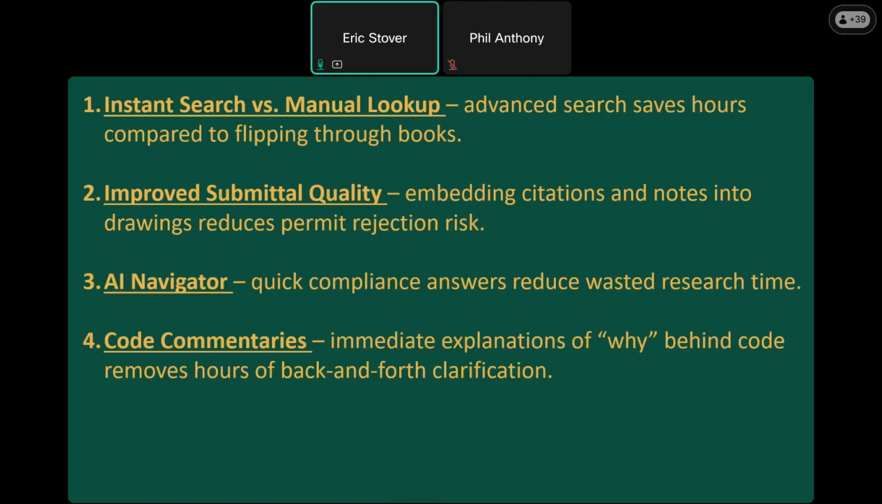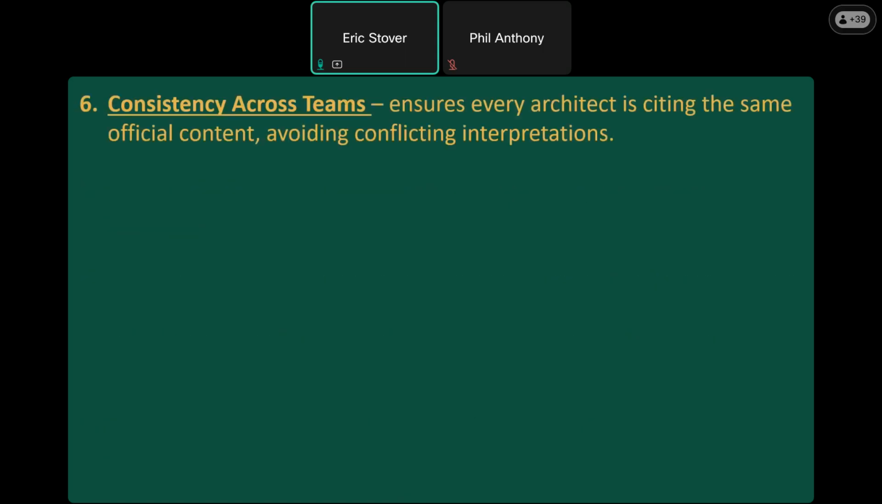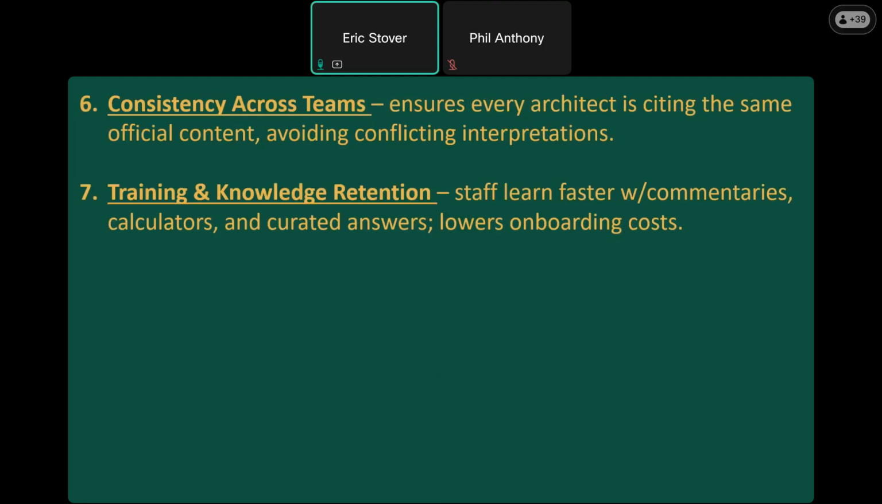Again, immediate explanations of the why behind the code, which removes hours of back and forth clarification. We have premium answers and quick consult, so you get fast expert interpretations to avoid weeks of RFIs or delays, with all that extra content within premium answers. Next up, you get consistency across your team. Every architect or engineer is citing the same official content, which avoids conflicting interpretations because you're all looking at the same books.